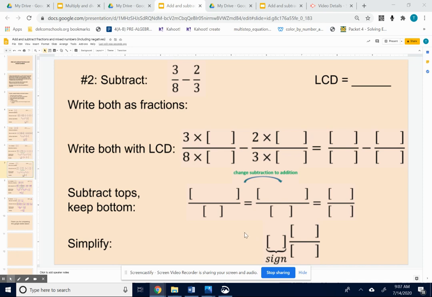So you first want to write both numbers as fractions. That's already done because those are fractions. So you want to think about the least common denominator next. Pause the video and find the least common denominator, then write both fractions with the least common denominator. After you do that, unpause the video and check.